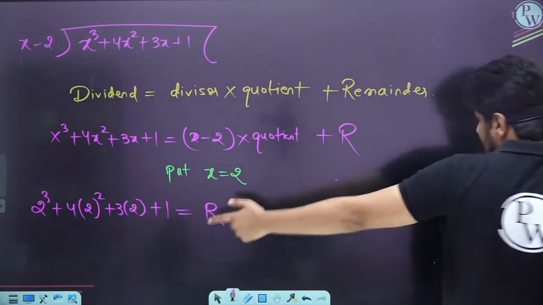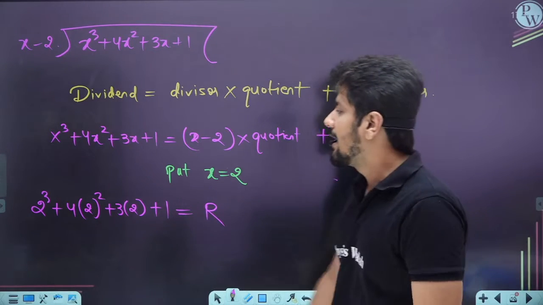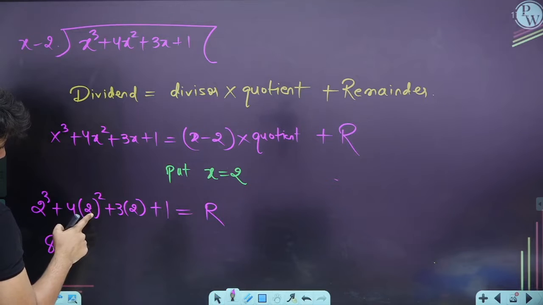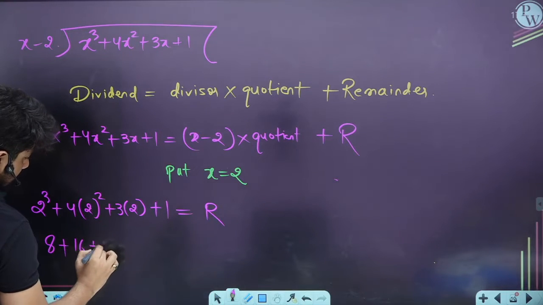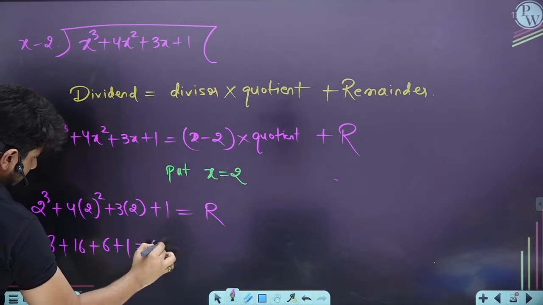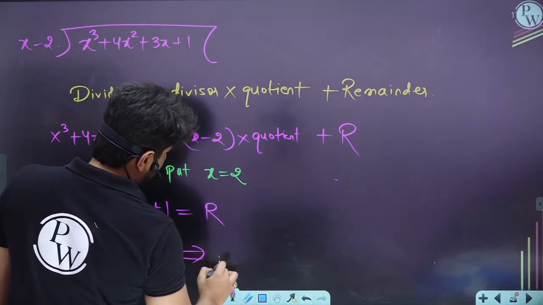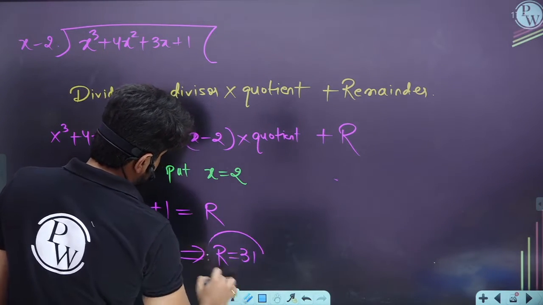Okay. Am I getting the value of r from here? Yes, I can see that. This is 8. This is 4. 4 into 4, 16. This is 6 plus 1 is equal to r. So we have 8 plus 6, 14. 14 plus 1, 15. 15 plus 16, 31. So I'm getting the value for r as 31.